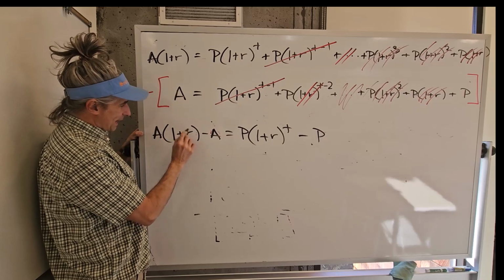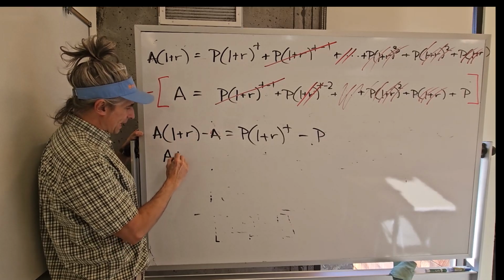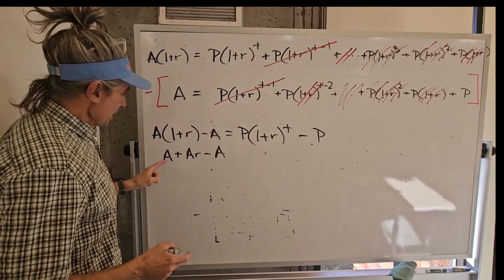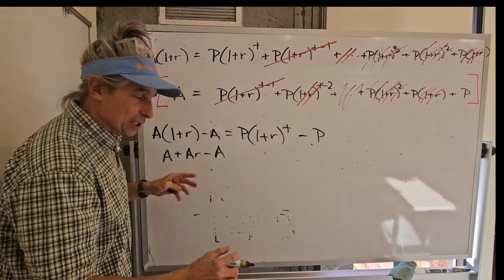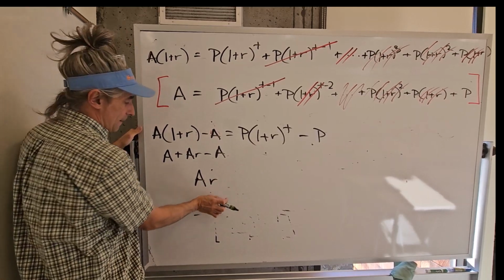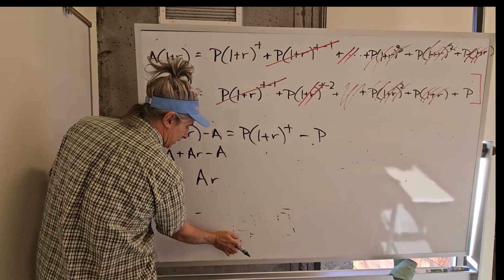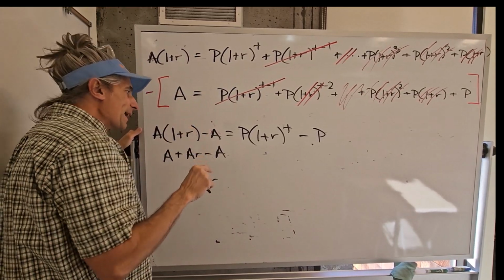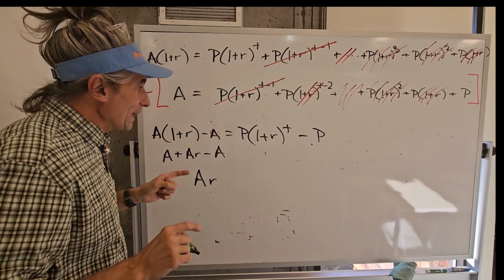I'm going to multiply this a in to get a times 1 is a plus a times r is a times r minus a. Now that a and that minus a knock each other off, and you're left with just a times r. Okay, so that's good so far. A times r. We're going to leave that right where it is for a moment, and then we're going to deal with this side over here. This side over here is a little bit more wonky.